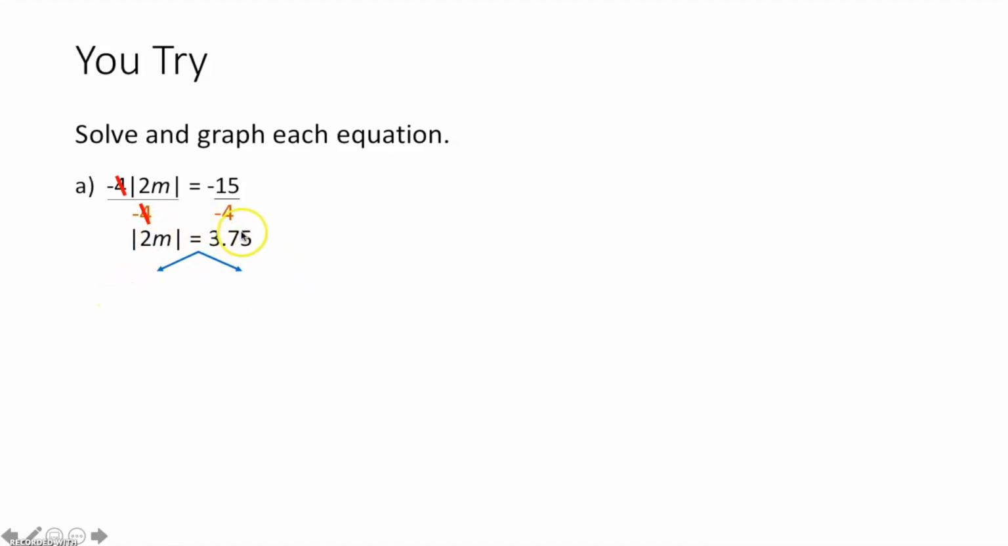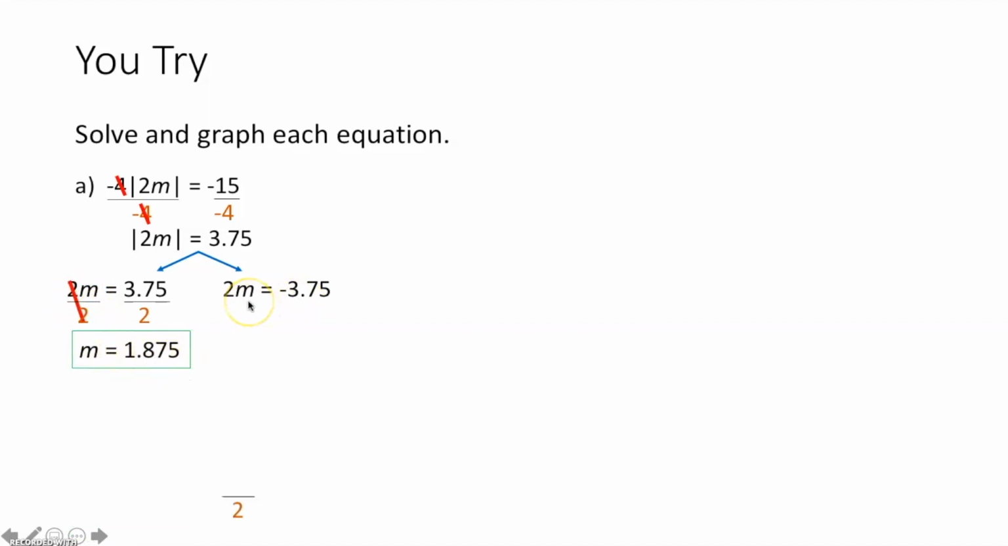The only thing that's going to change is over here. So I have 2m is equal to 3.75 and 2m is equal to negative 3.75. Next, all I have to do to solve this is divide both sides by 2. If I divide both sides by 2 here, these are going to cancel each other out, and I get m is equal to 1.875.